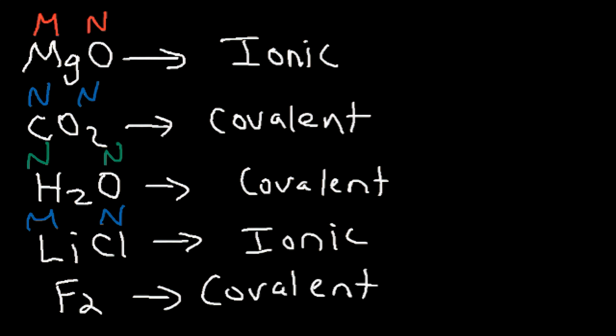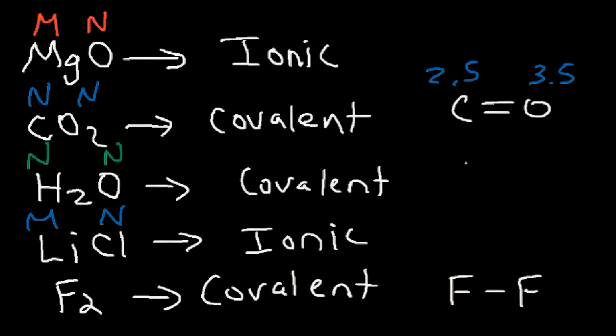Now, because fluorine is made up of the same element, the bond between those two atoms is a nonpolar covalent bond because the EN difference is 0. Now the bond between carbon and oxygen, that's a polar covalent bond because the EN difference is much greater than 0.5. And between oxygen and hydrogen, that's also a polar covalent bond.